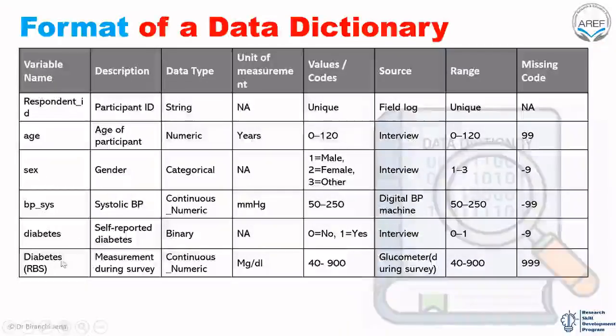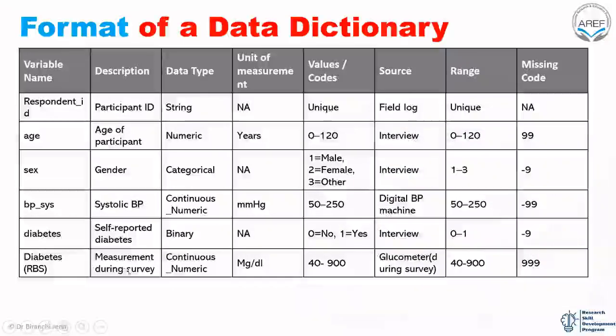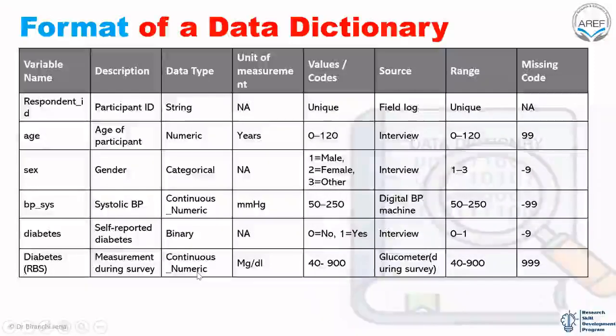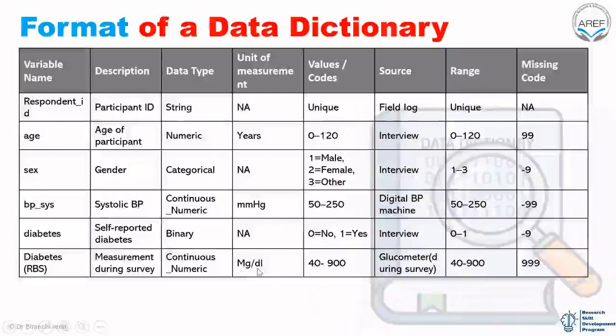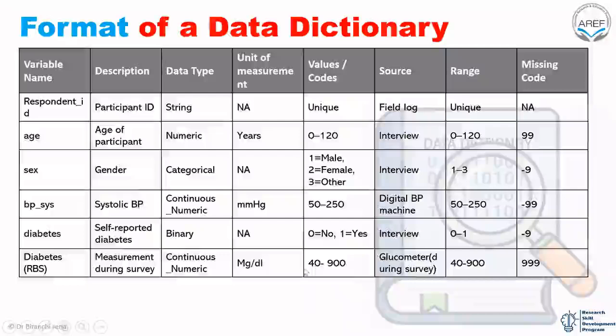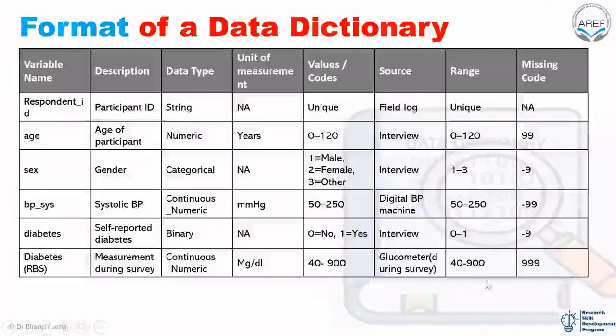But we do have another diabetes variable, that is we are measuring that person's RBS during the survey. If we are doing that, we have to define that it is measured on that day, and it is a continuous numeric value, and the unit is milligram per deciliter in blood, and the value is from 40 to 900. Whatever measurement we get, we will have to write in our data collection form. And the source is a glucometer during the survey, and the range is this.